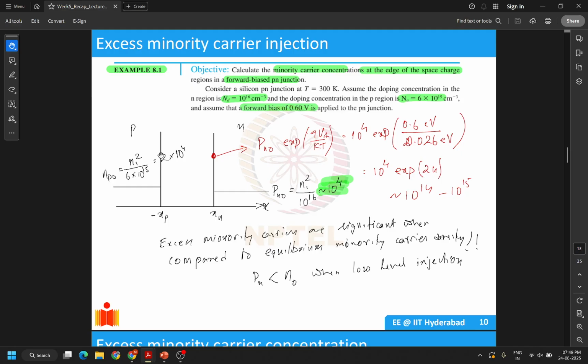Similarly, if you calculate for this side, here your Pn naught was 10 power 4, here Np naught is around 2 into 10 power 4. The exponential Q Va by kT is the same for both cases, so instead of Pn naught you will put Np naught. If here you are getting 10 power 14, here you will get 2 into 10 power 14. So the electron concentration at the edge in the P region is 2 into 10 power 14.